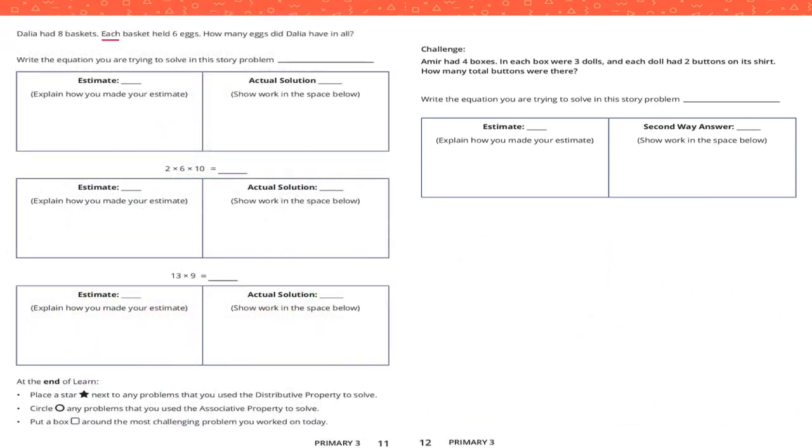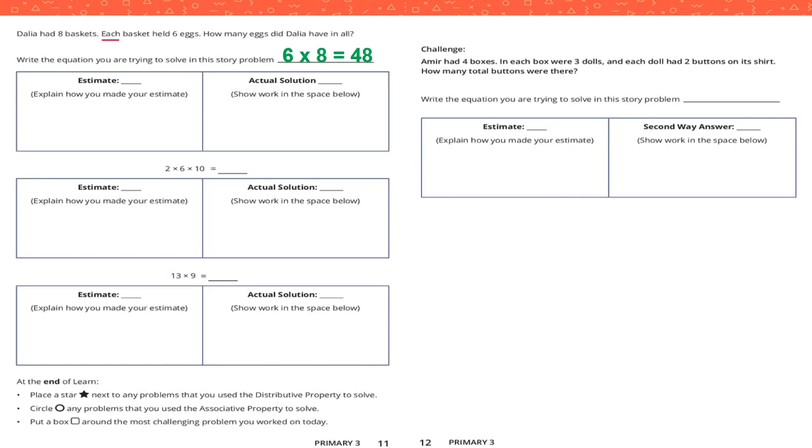Dahlia had 8 baskets. Each basket held 6 eggs. So I have 8 baskets here. Each basket held 6 eggs. How many eggs did Dahlia have in all? So 8 times 6, or 6 times 8, 48. 48 what? He is telling me how many eggs. So 48 eggs.